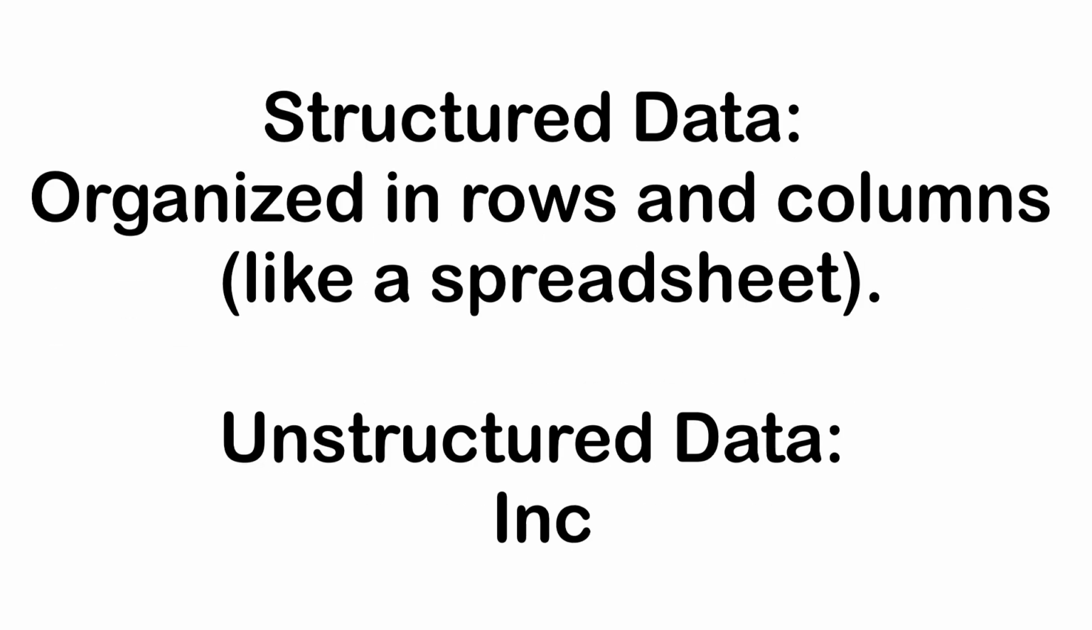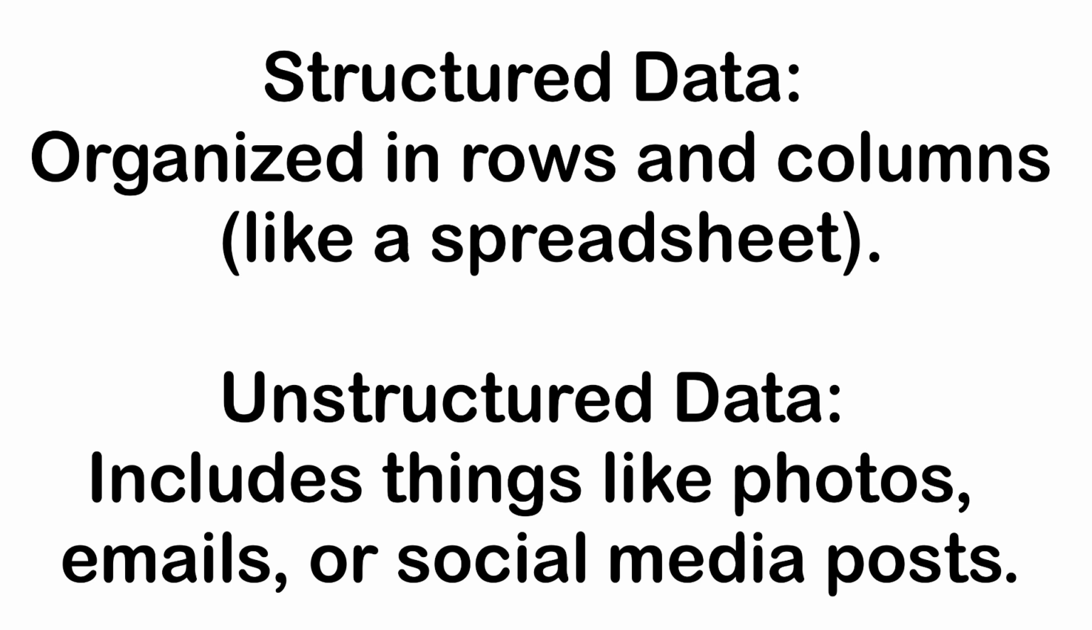High level, there are two different types of data: structured data and unstructured data. Structured data is organized in rows and columns, like a spreadsheet. Unstructured data includes things like photos, emails, or social media posts. An example is a music application like YouTube Music or Spotify. They collect data on the songs you pick and listen to, and then from that suggest future songs that they think you might like.